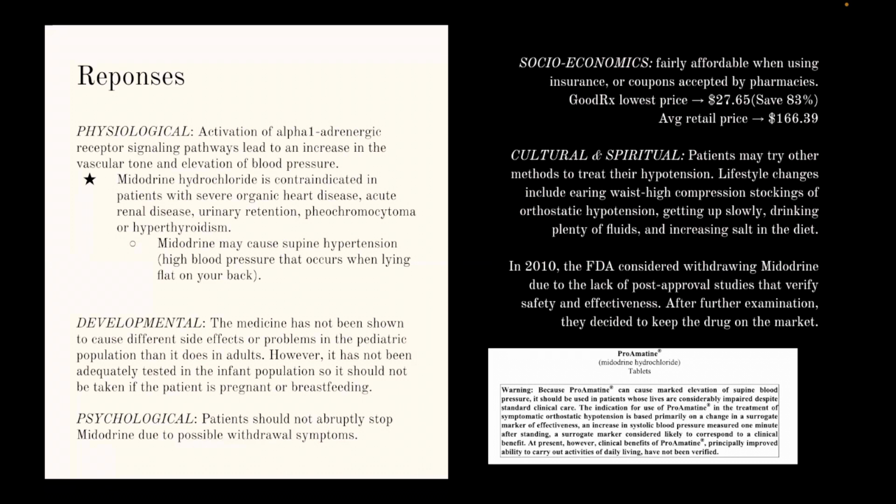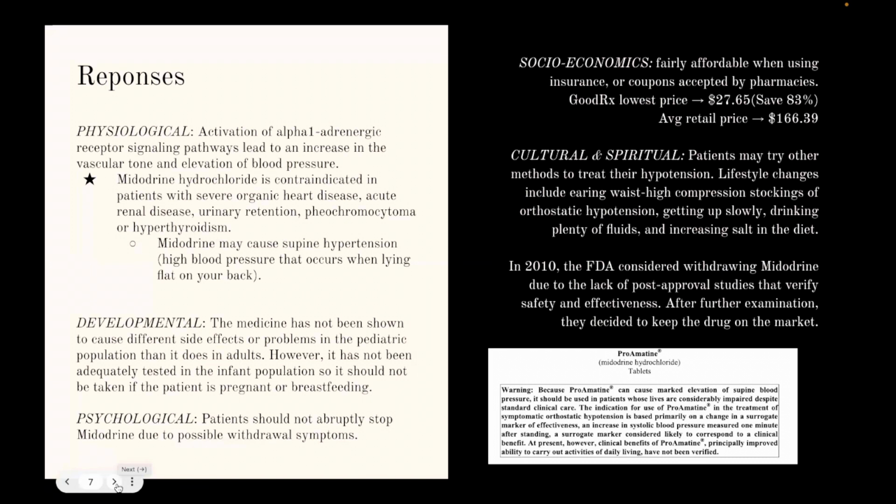Some socioeconomic responses. Midodrine is pretty affordable when you use your insurance or certain coupons. Usually you can find it for between $20 to $30 per prescription. The average retail price is in the hundreds, but normally you're able to find it at a reasonable price. Some cultural and spiritual responses. You can try many methods to treat hypotension. A lot of lifestyle changes include wearing waist-high compression stockings that can help improve blood flow and reduce symptoms of hypotension. Getting up slowly, drinking plenty of fluids, and increasing salt in your diet.